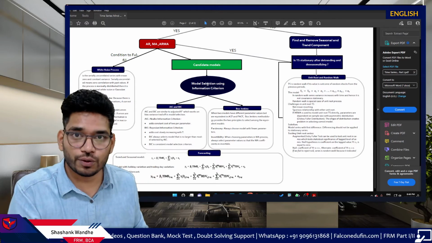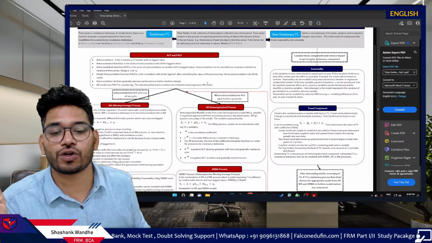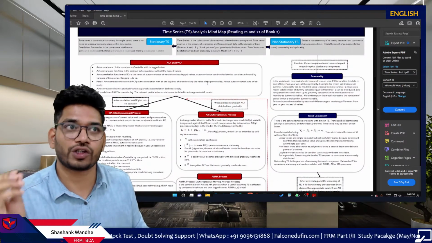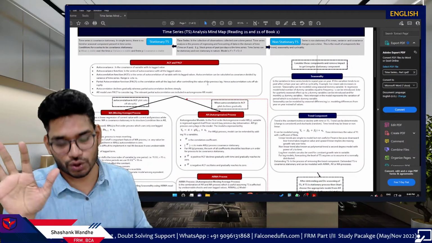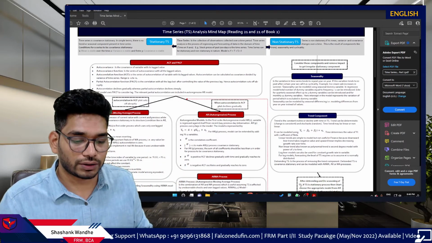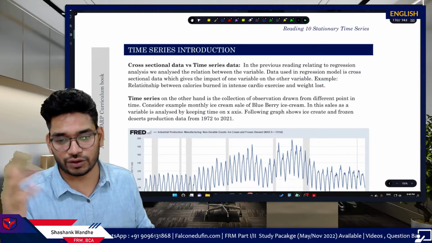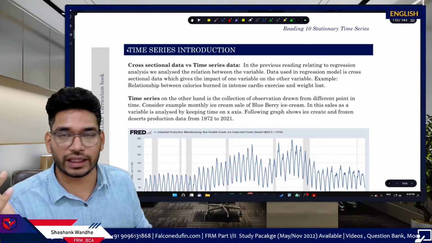So you should first use the reading notes completely, understand each and everything in detail. But definitely you should also use this mind map to make sure you remember all the important points. So full notes plus this particular mind map, so that you don't lose on all the important concepts.